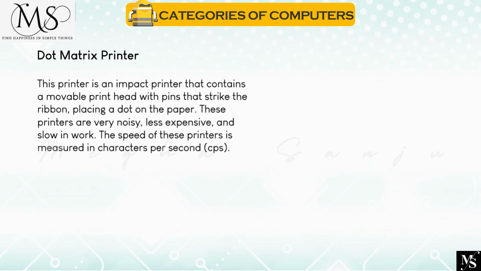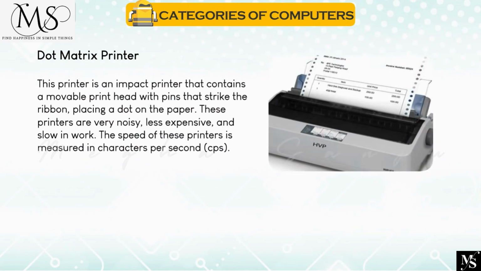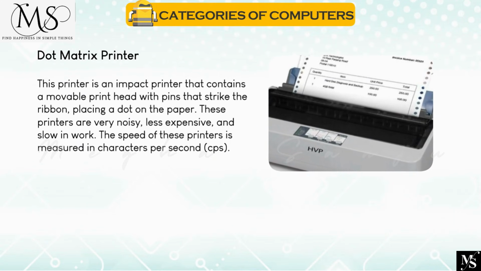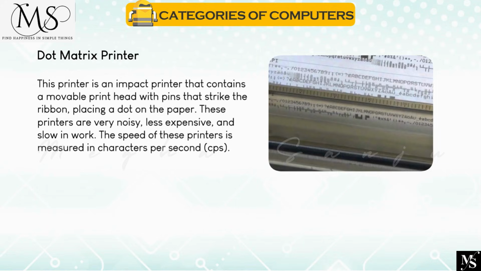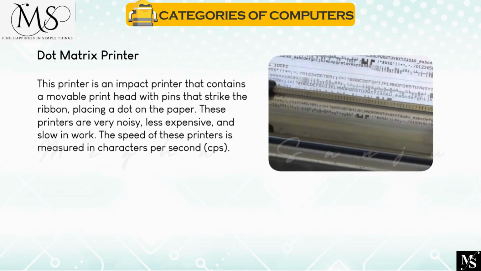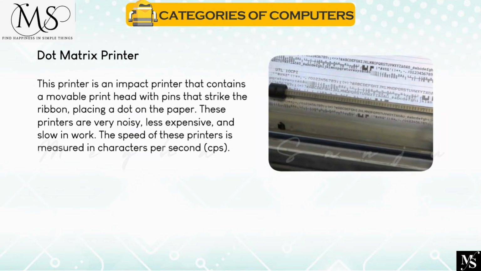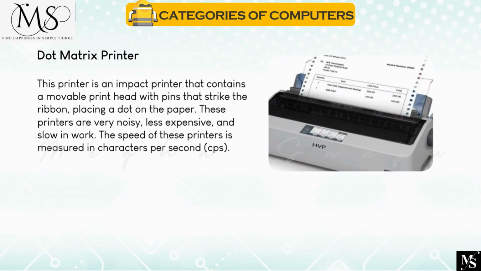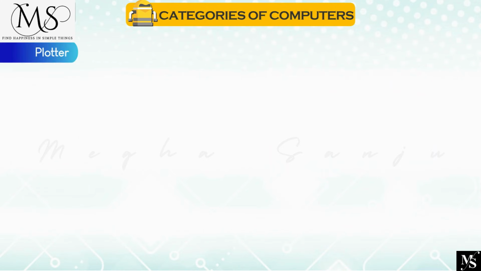Dot matrix printer. This printer is an impact printer that contains a movable print head with pins that strike the ribbon, placing a dot on the paper. These printers are very noisy, less expensive, and slow to work. The speed of these printers is measured in characters per second, CPS.